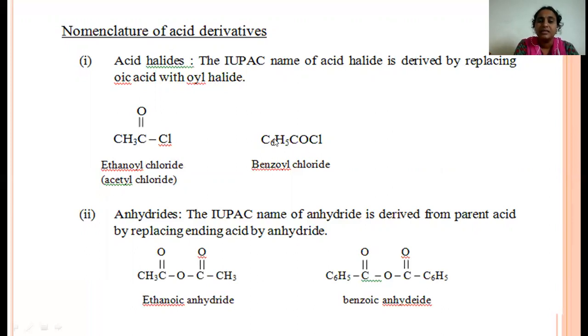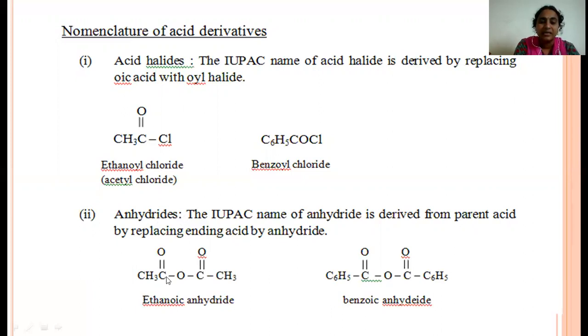Similarly here, this is the phenyl group, which is directly connected to the C=O, hence this compound is called benzoyl chloride. Benzoyl chloride.